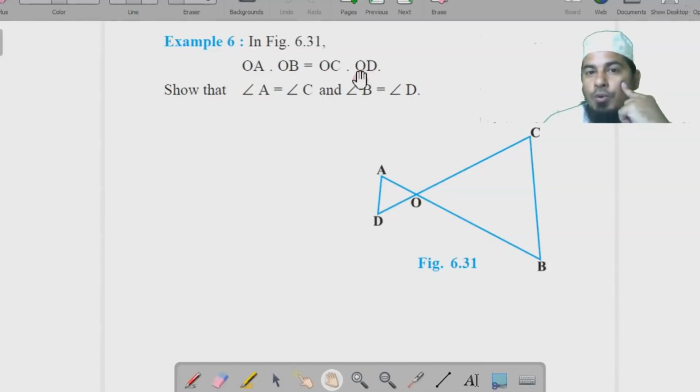OA, OB, OC, OD. If I just make an arrangement, it will become OA by OC is equal to OD by OB. Then what happens here? In these two triangles, two corresponding sides will be in the same ratio, and the including angle is the vertically opposite angle, which is equal. These two triangles will be similar by SAS similarity criterion. Then if two triangles are similar, their corresponding angles are equal, then I'll get the solution. What we discussed, let us write.